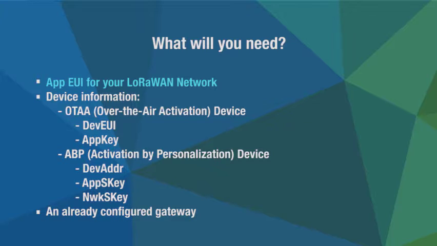So for this tutorial, you'll need the app EUI for your LoRaWAN network. And this is just a unique identifier that identifies your specific LoRaWAN network for every device that connects to your network, and will need to be programmed into the devices that want to connect.